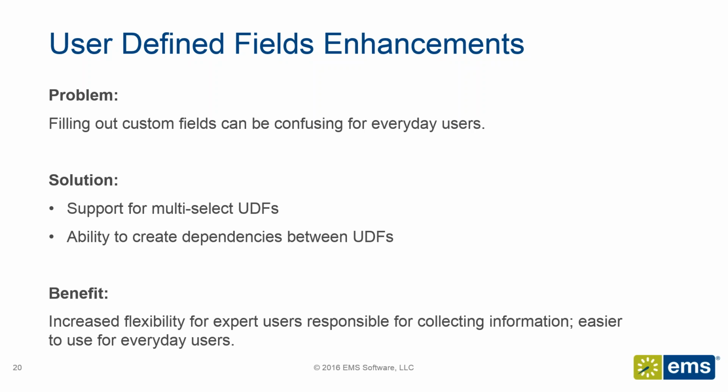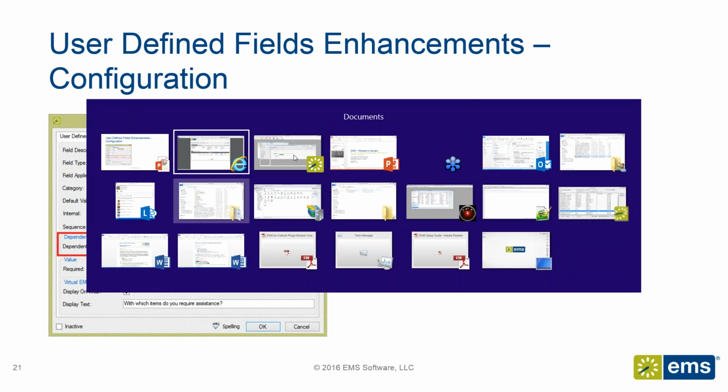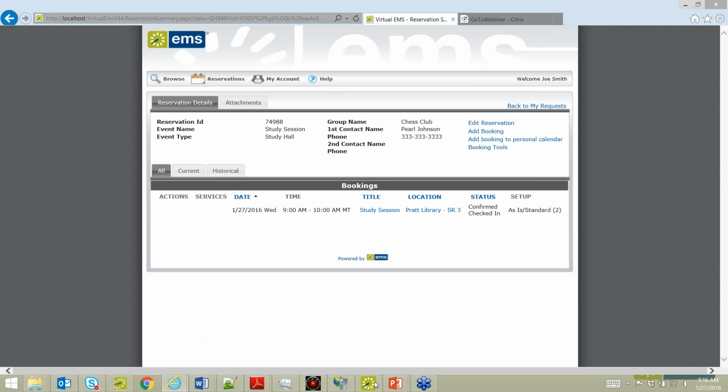So the solution to this was to support two pieces here. So supporting multi-select from within a question in our user-defined fields, but also the ability to create dependencies between those user-defined fields. So that really is creating not only a better everyday user experience, but it also creates a flexibility for our expert users in the way that we're collecting that data. So you can see right here our user-defined field configuration is still located in the same place, but let's actually jump into the software to take a look at exactly what that looks like.